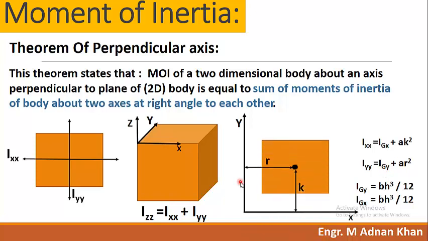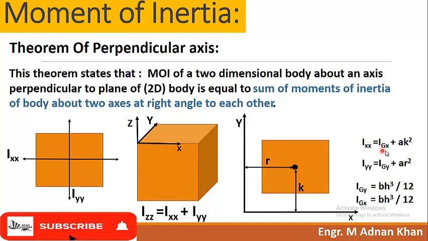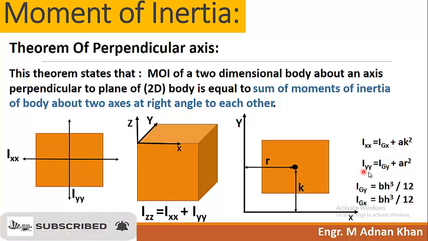And here I have explained in the previous video that if the axes are taken apart from the figure, then Ixx will be equal to Igx plus ak square, and Iyy, that is moment about the y-axis, will become Igy plus ah square. And now the values of Igx and Igy are known to us as bh cube divided by 12 and hb cube divided by 12.